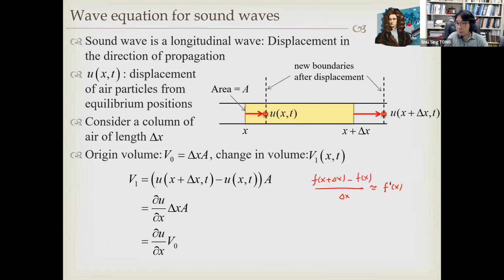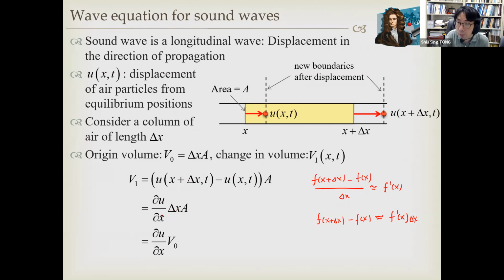If delta x tends to 0, that is exactly the definition of the derivative, right? So you can imagine now, if I have delta x sufficiently small, I can write the difference f(x plus delta x) minus f(x) approximately as the derivative at x multiplied by delta x. And that is exactly the approximation we have made. We replace the difference of the u between two ends by the derivative of u multiplied by delta x.